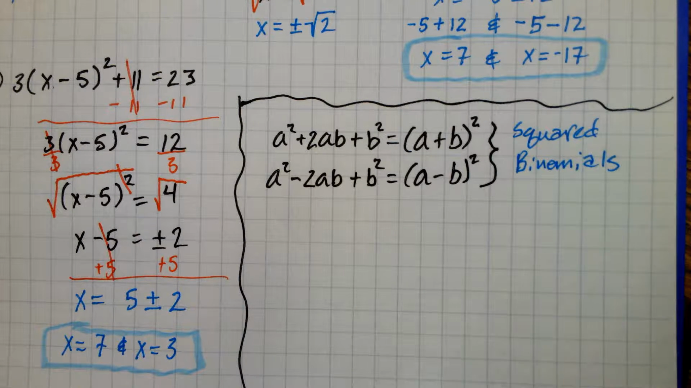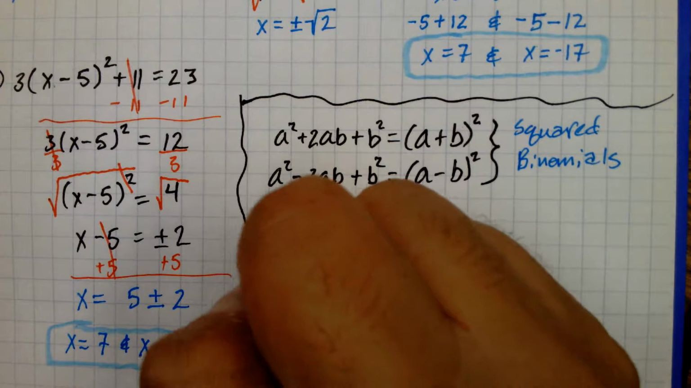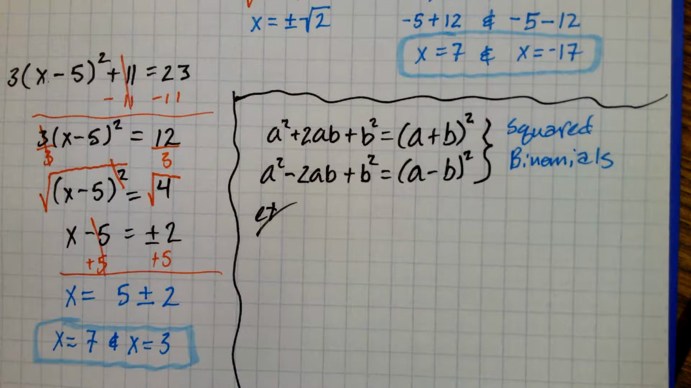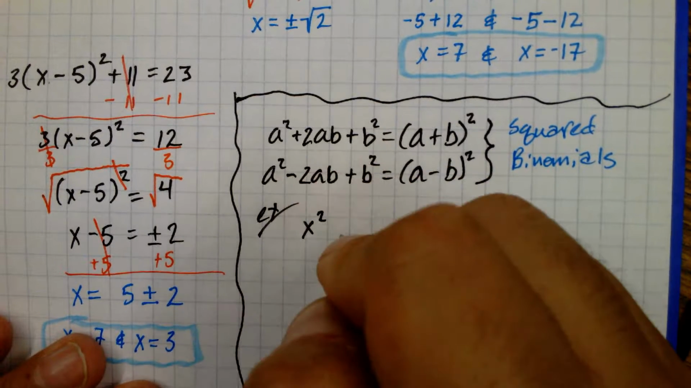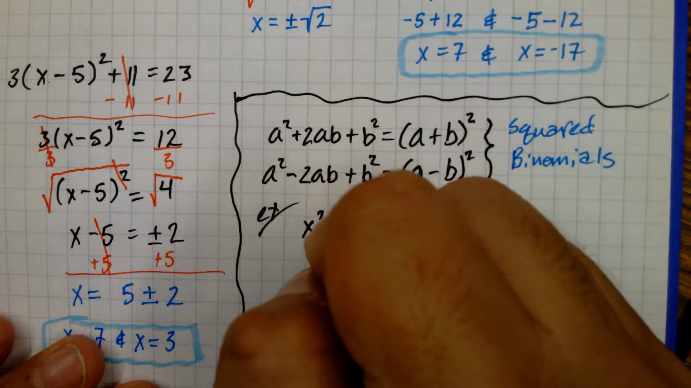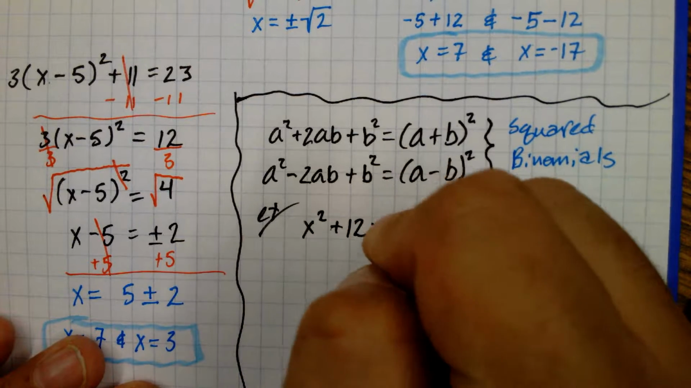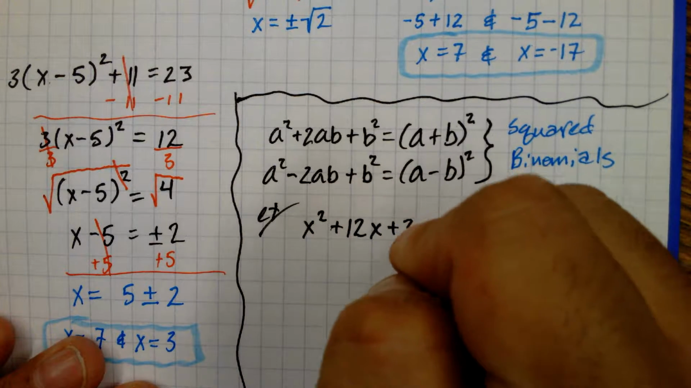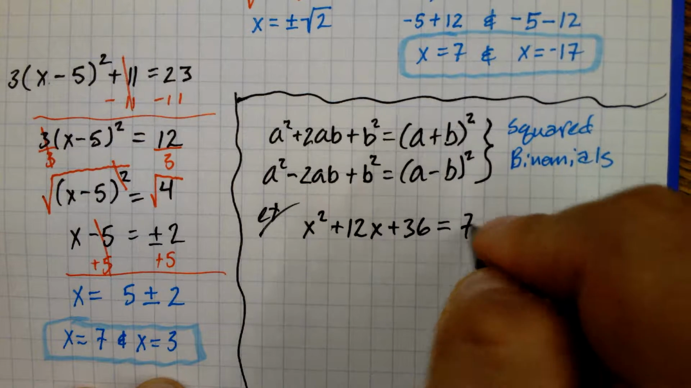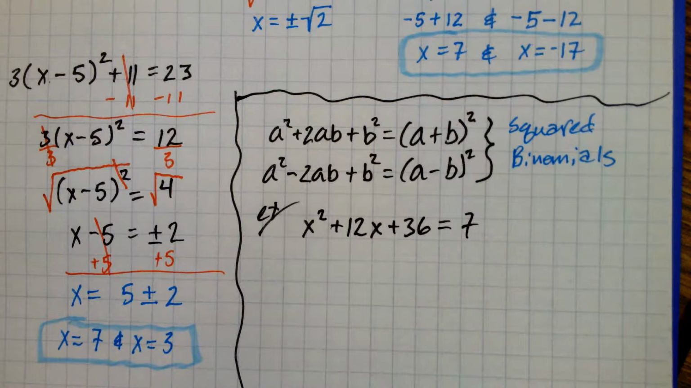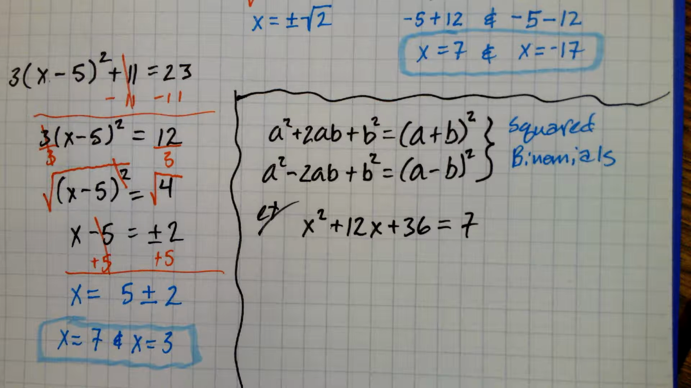And the reason we want to do this is, I'll give you an example. Okay? Suppose I give you the following, and we want to solve this. X squared plus 12x plus 36 equals 7. Go ahead and write that down. And we want to solve this.